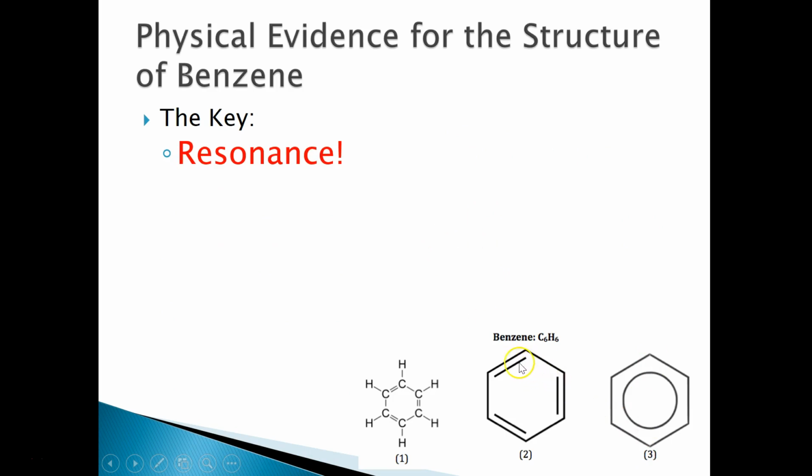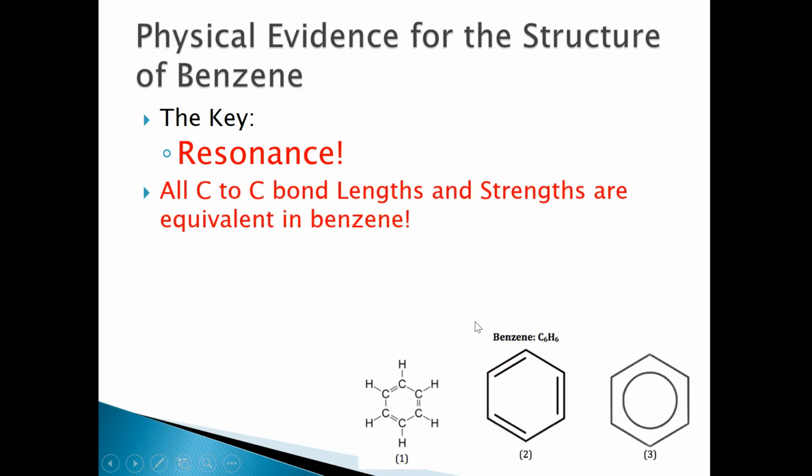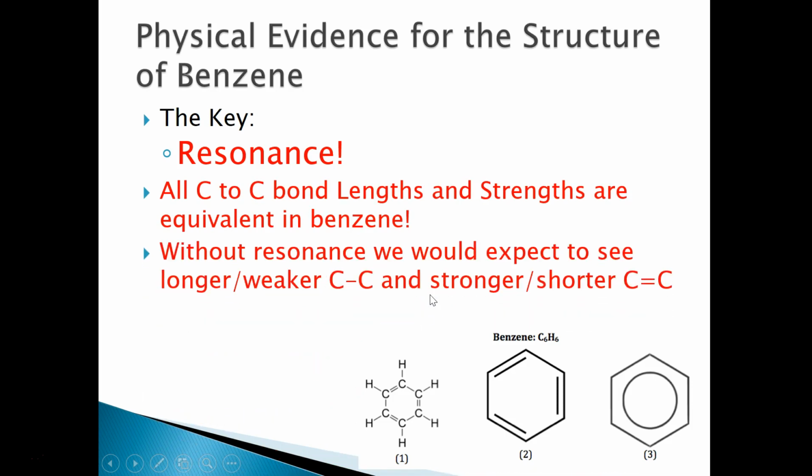Because if benzene were actually a straight chain triene, first of all, it wouldn't have the molecular formula C6H6, but what we'd also expect to see is slightly longer and weaker carbon-carbon single bonds, and slightly stronger and shorter carbon-carbon double bonds. But what we actually see is that in benzene, all the bond lengths and strengths are equivalent, right? And again, without that resonance, we'd expect to see longer, weaker carbon-carbon single bonds and shorter, stronger carbon-carbon double bonds.